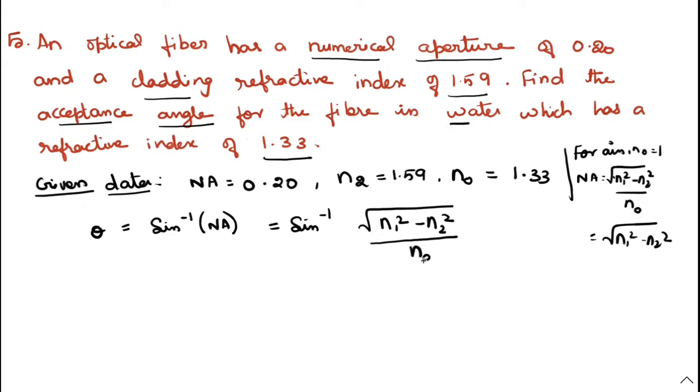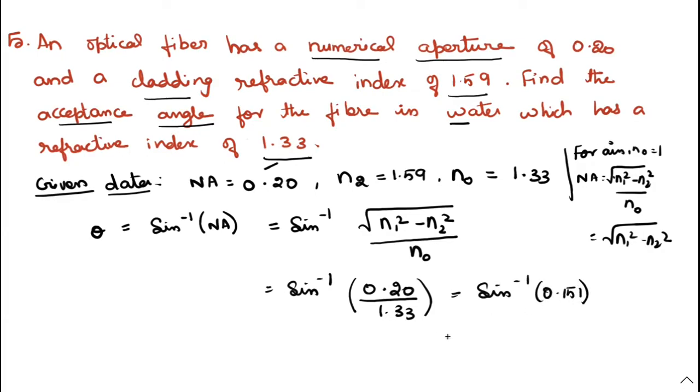Now substitute all the values. Sine inverse of, actually here root of N1 square minus N2 square is the numerical aperture, so directly we can substitute that value: 0.20 divided by N naught, that is 1.33. By substituting this we get sine inverse of 0.151, and that gives 8 degree 39 minutes. So the acceptance angle is 8 degree 39 minutes.